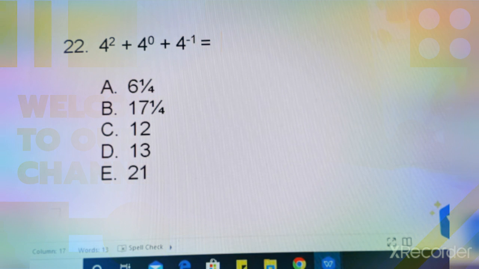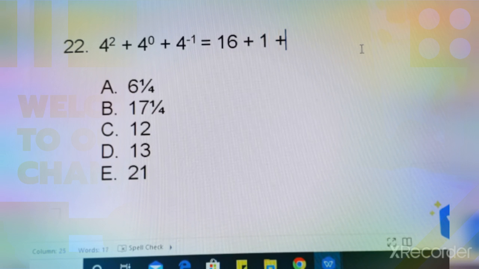Number 22, 4 squared plus 4 raised to 0 plus 4 raised to negative 1. Okay, 4 squared is 4 times 4, so 4 times 4 is 16. Plus 4 raised to 0. Any number raised to 0 is 1. So 4 raised to 0 is 1.